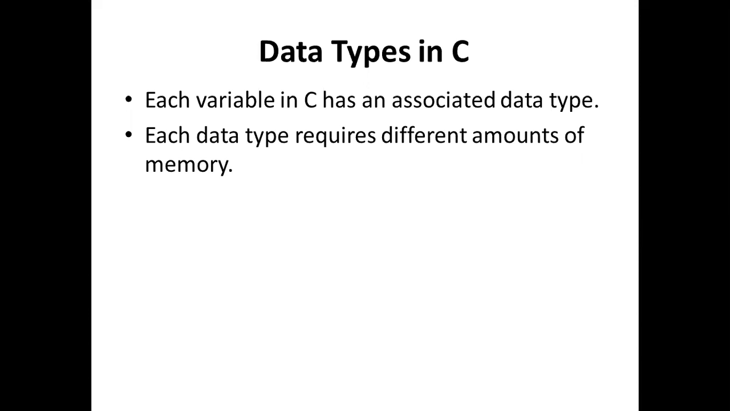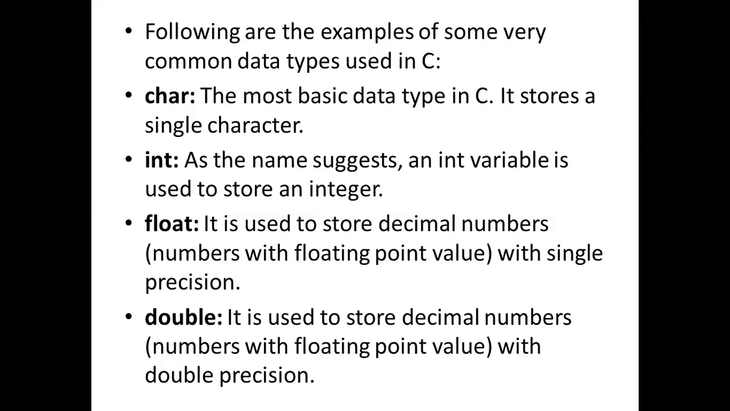Each data type requires a different amount of memory. For example, char is a data type which requires 2 bytes of memory. Float is a data type which requires 4 bytes of memory. Okay. Following are the examples of some very common data types.